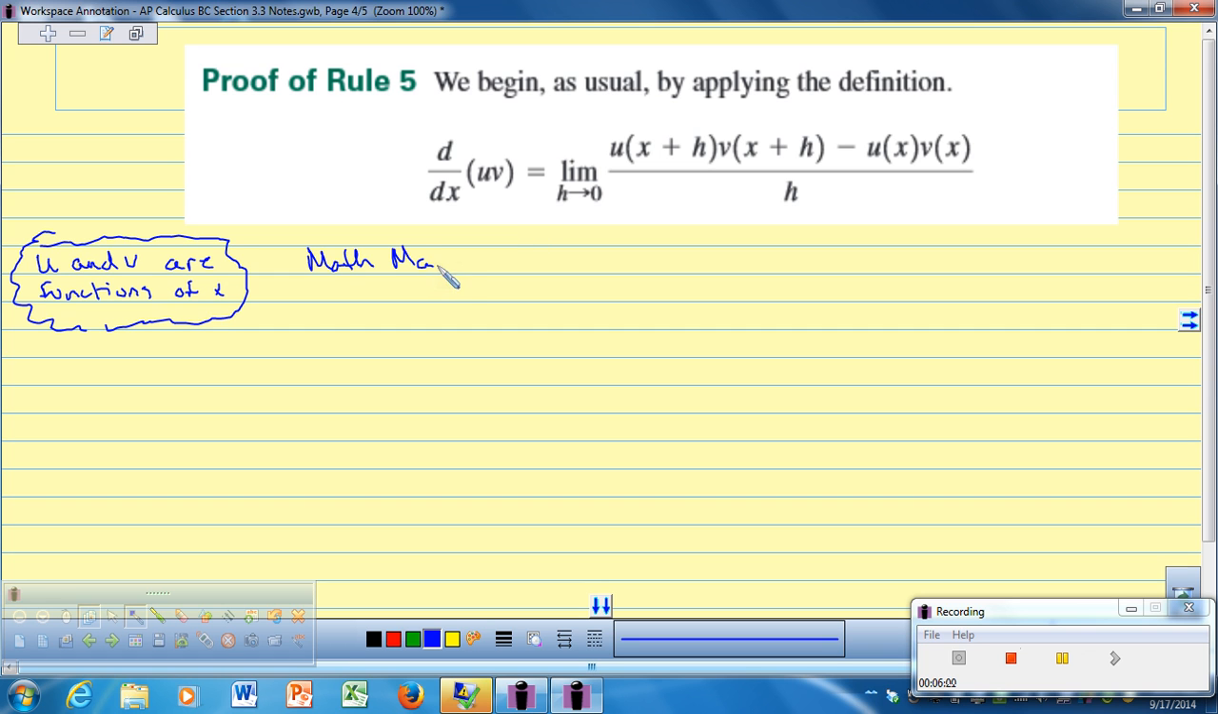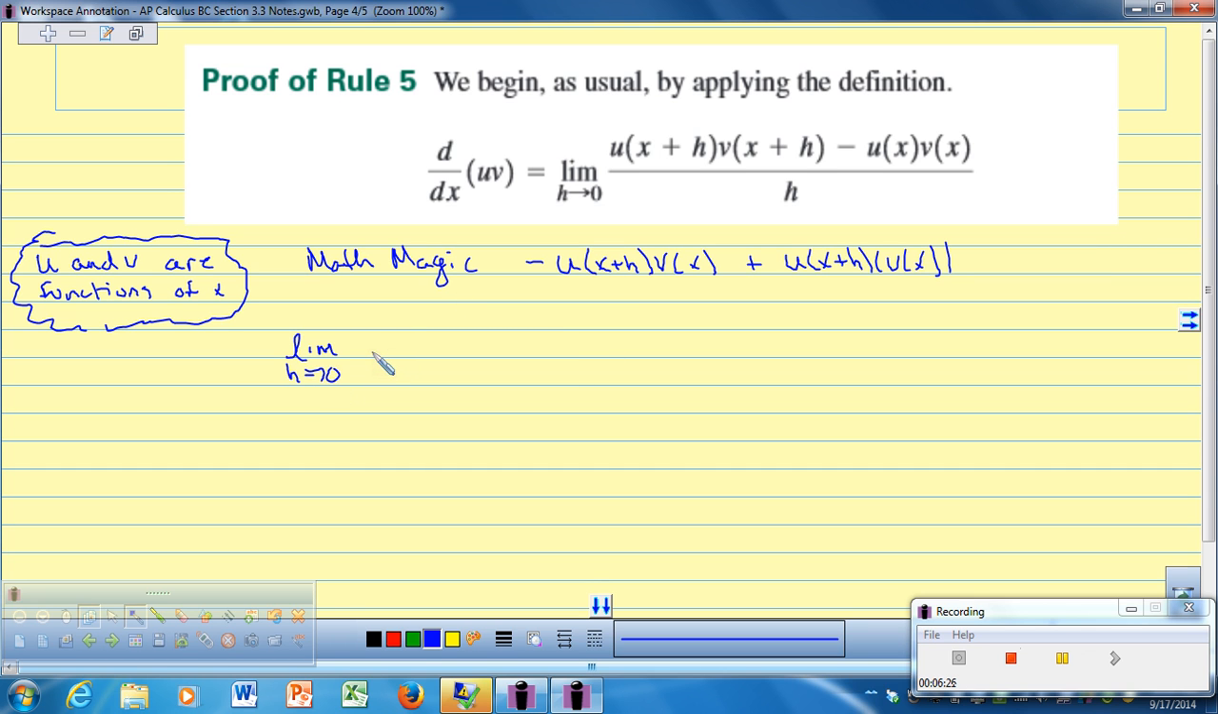And it's a nice little step that makes it easier to see what's going on. So we are going to subtract a term, u of x plus h times v of x. And then we're going to add it back in, u of x plus h times v of x. And by doing this, we haven't changed the expression at all, but we get to see some nice derivatives, the definition of the derivative, fall out in our work.